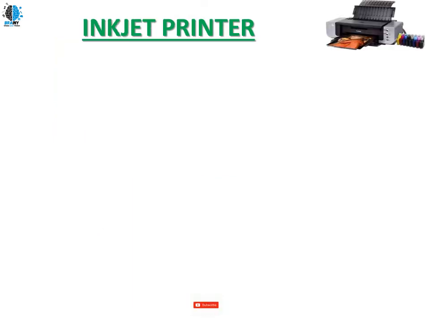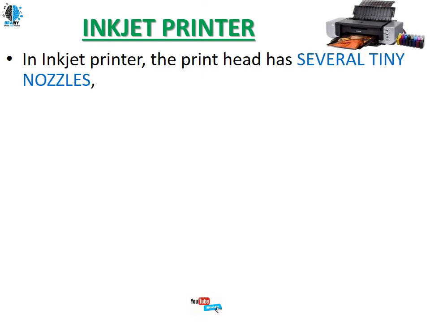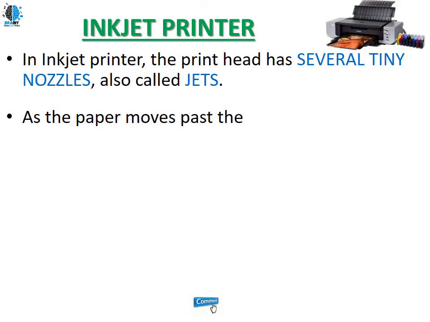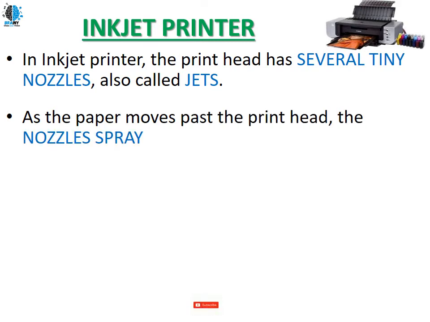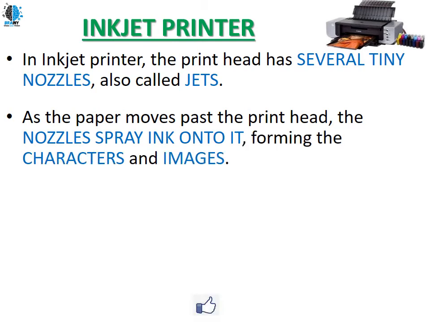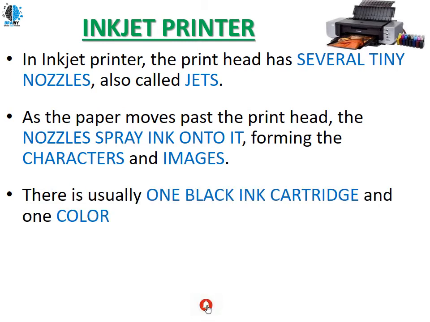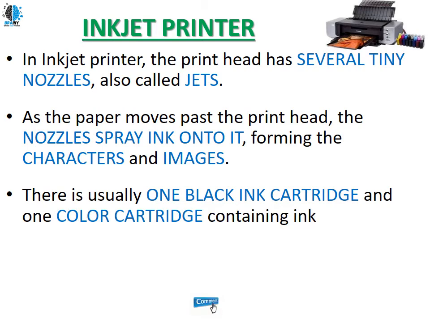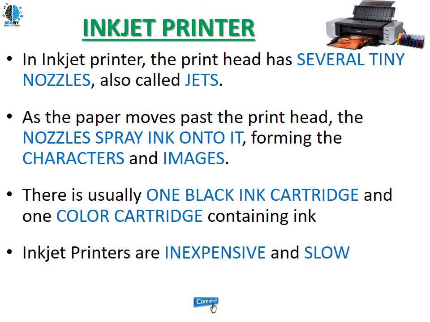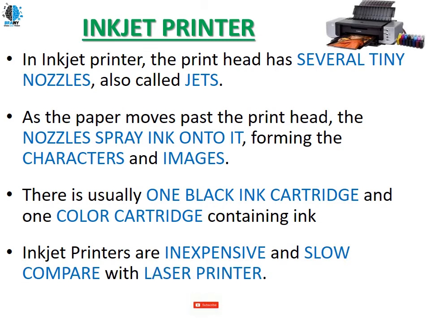Inkjet printers come under the category of non-impact printers. In inkjet printers, the print head has several tiny nozzles, also called jets. That's the reason it is called an inkjet printer. As the paper moves past the print head, the nozzles spray ink onto it, forming the characters or images. There is usually one black ink cartridge and one color cartridge containing ink.